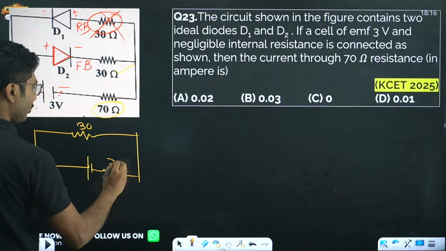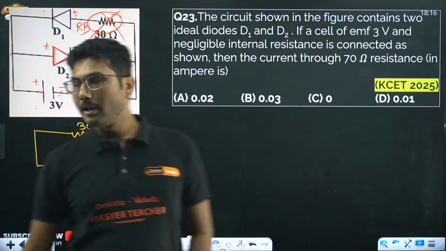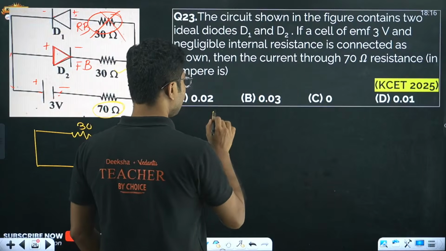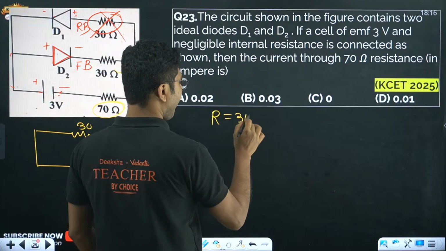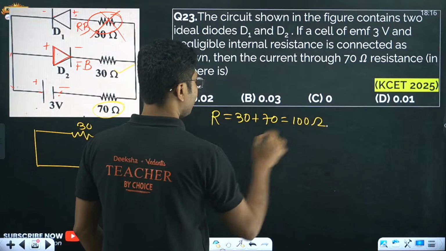This one is 70 ohm. Okay, this is 3 volt. This is the simplified circuit. Very simple. So total resistance is 30 plus 70, that is 100 ohm. So what is current?